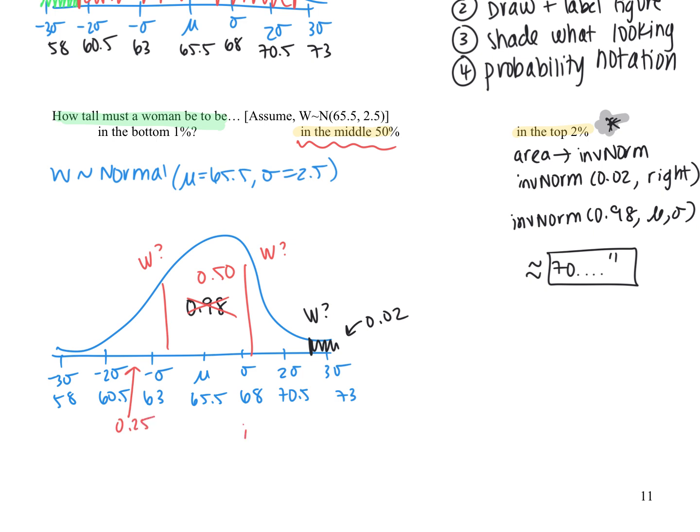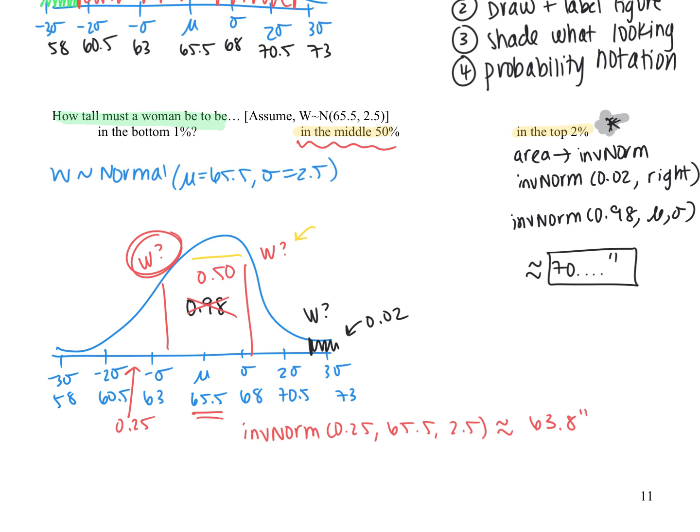So you would do inverse norm of 0.25, comma 65.5, comma 2.5. And if you did that, you would get about 63.8 inches. So that's this first one right here, which makes sense because it's below the mean. But we also have to find this height.